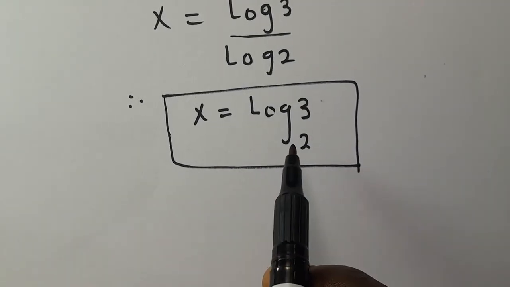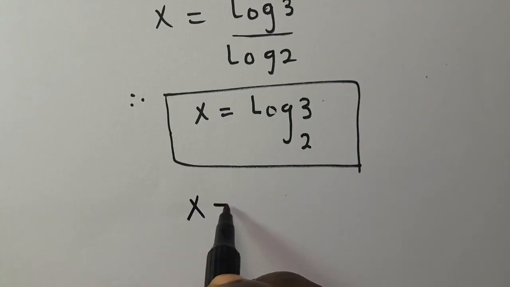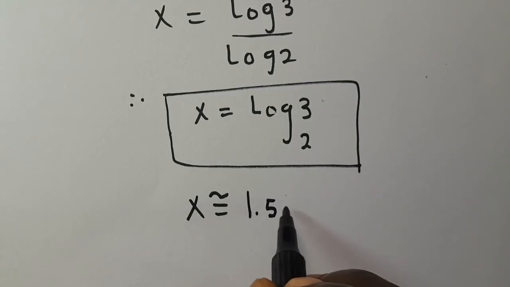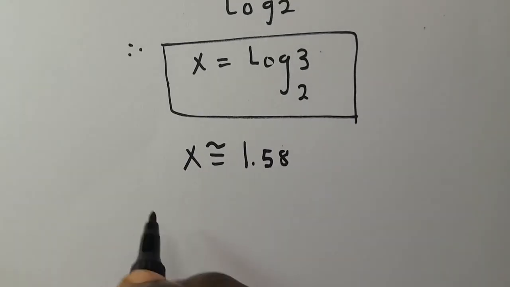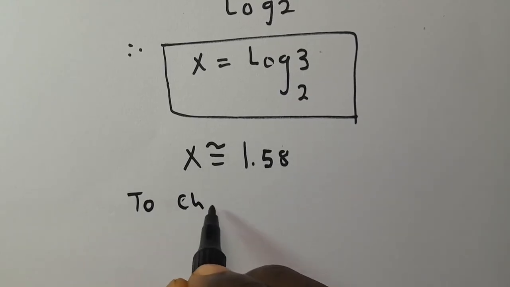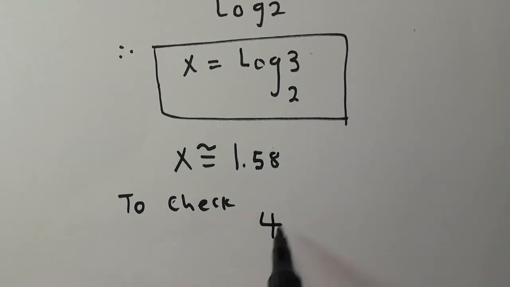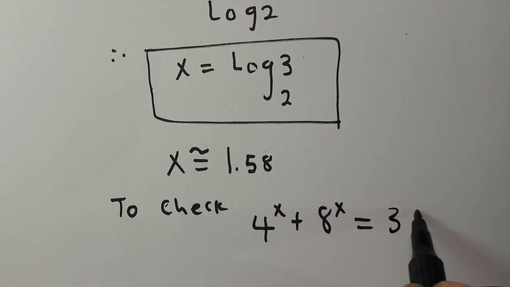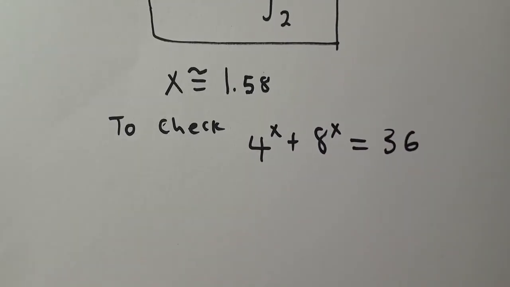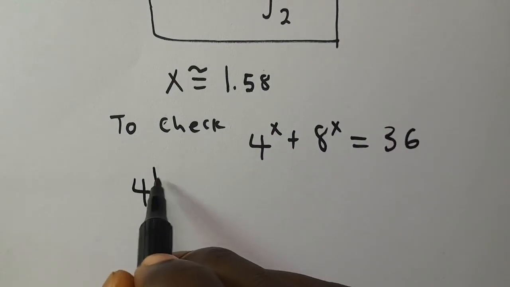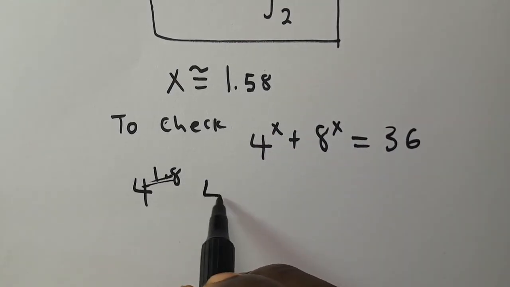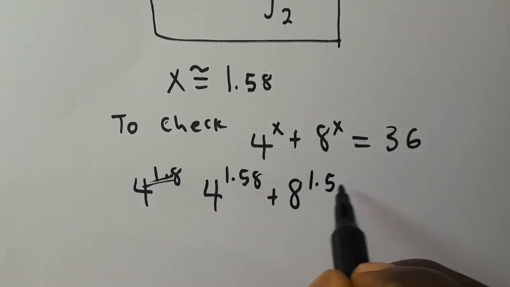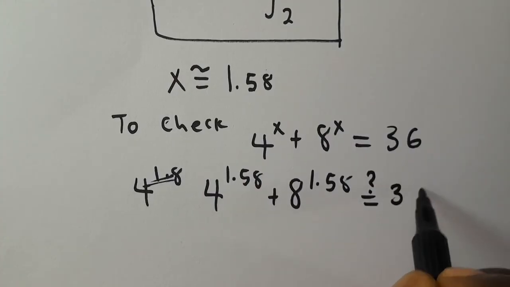Now, if you want to find this value in the form of a decimal, we have x approximately equal to 1.58. Now, to check, we have 4 to the power of x plus 8 to the power of x equals 36. Now, we have this to be 4 to the power of 1.58 plus 8 to the power of 1.58. Then is it going to give us 36?